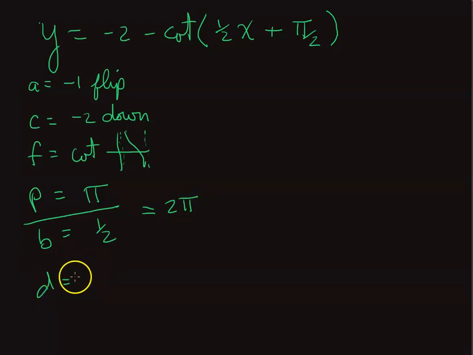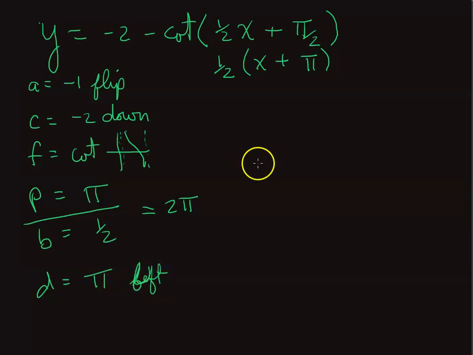And D, this is where you got to be careful. In order for this to be read directly off this, you have to factor out a 1/2. And when you divide by 1/2, you really multiply by 2. So this is pi, because when you multiply that back in, it's got to be a pi over 2. So D is pi, and since you're adding it, it moves it left. So it's now down and to the left. That should be the third quadrant stuff.